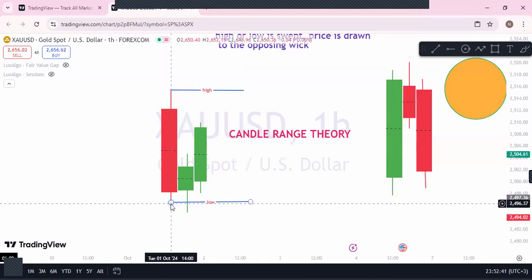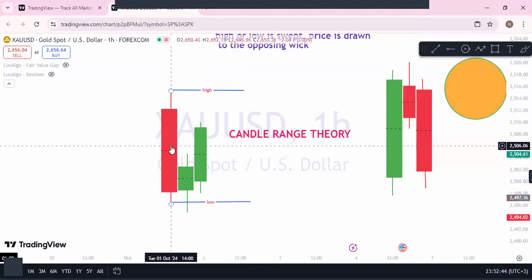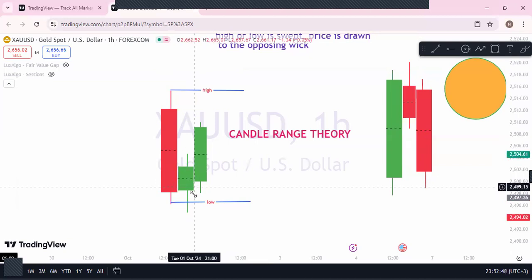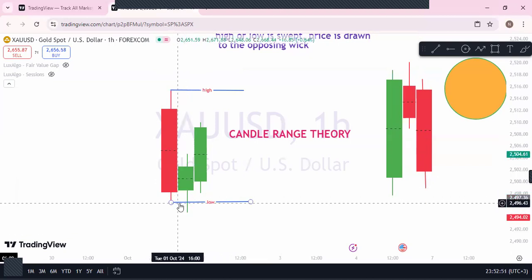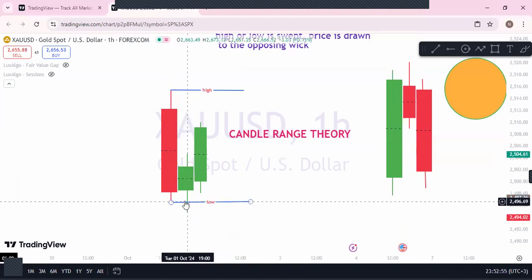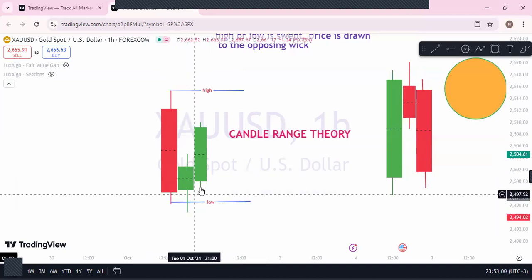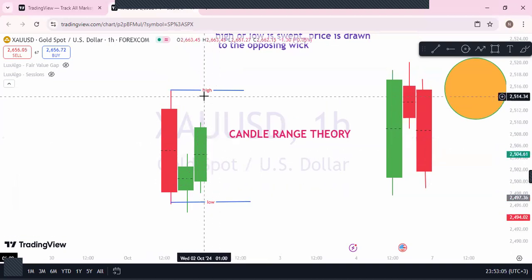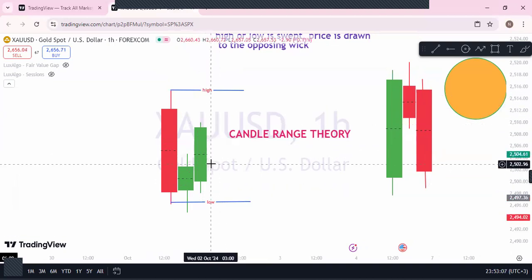The first candlestick should be our CRT candle. Then the next candlestick should take the first candlestick's low. That shows that liquidity has been taken. After this liquidity has been taken, that is the threshold. So we wait for candle number 3 to enter our trade. We use the first two candlesticks, and on the third candle, we will be looking for a buying or selling opportunity.